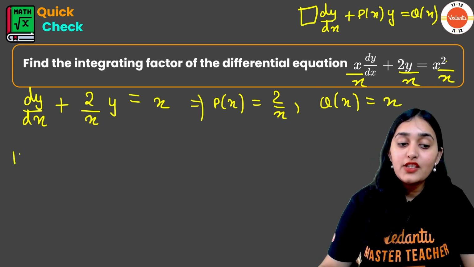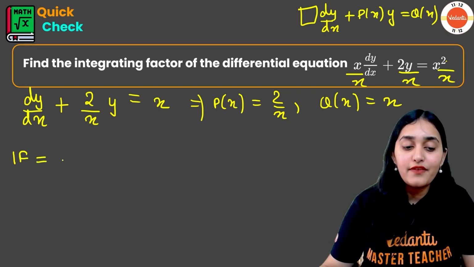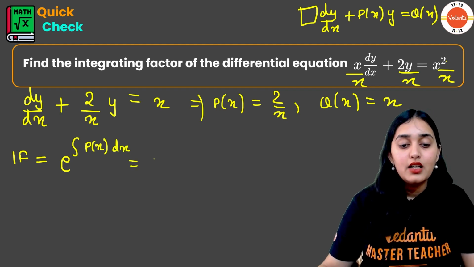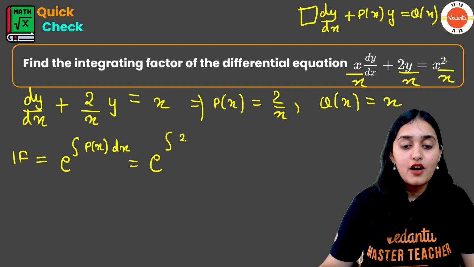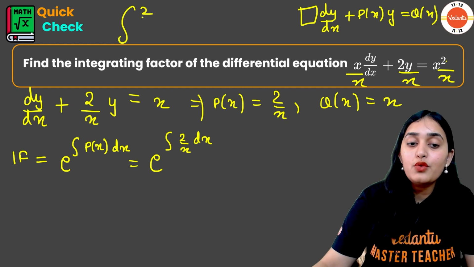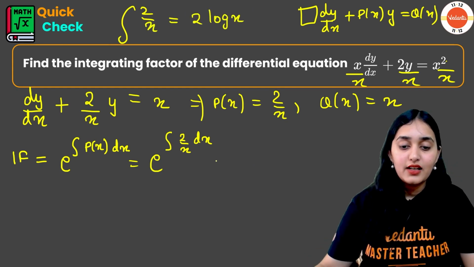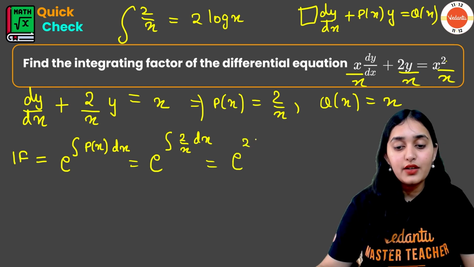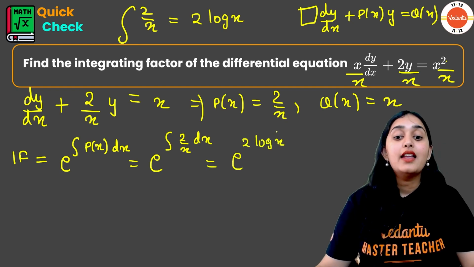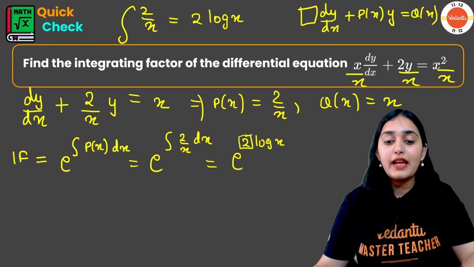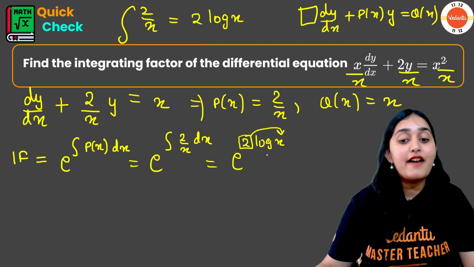What is your integrating factor? Integrating factor is e to the power of integration of the p function with respect to x. So e to the power integration of 2 by x dx. What is the integration of 2 by x? It will be 2 times log x. So this is equal to e to the power 2 times log x. Now remember, if you have anything written in front of log x, it directly goes to the power of x.